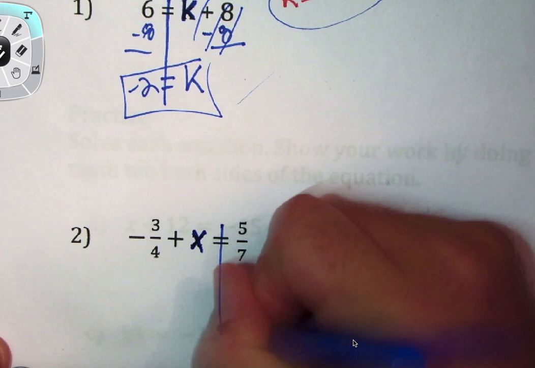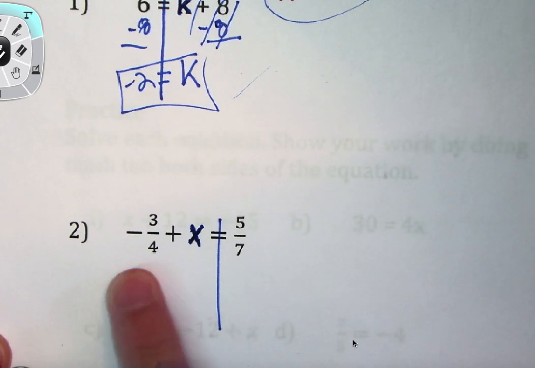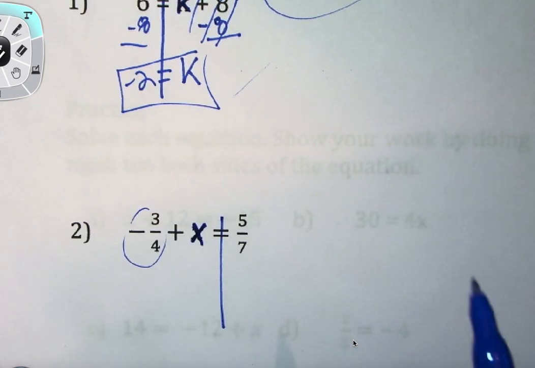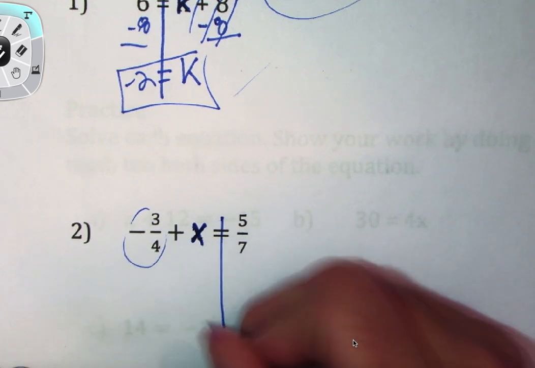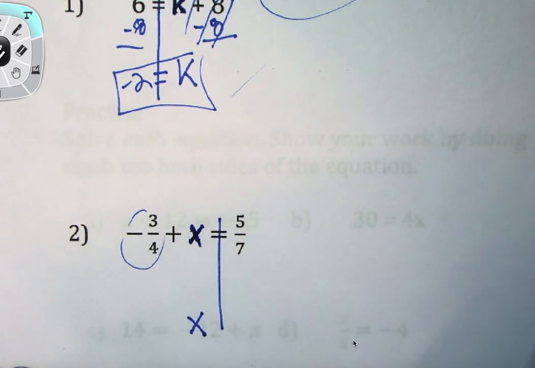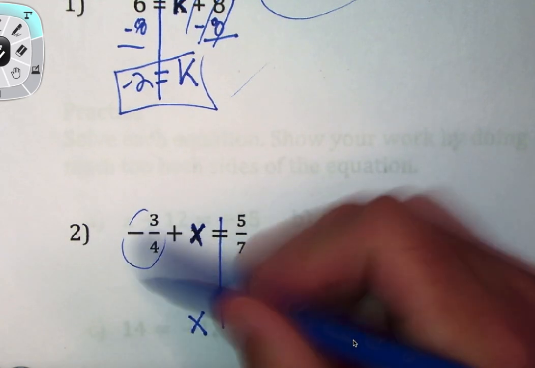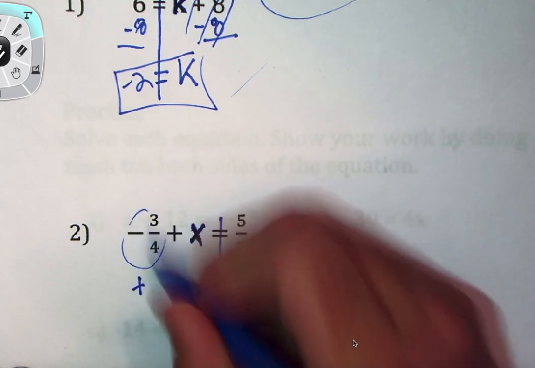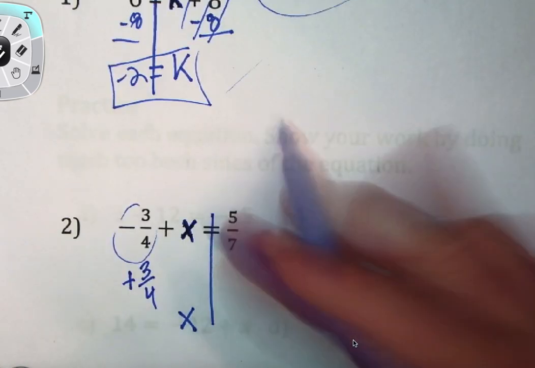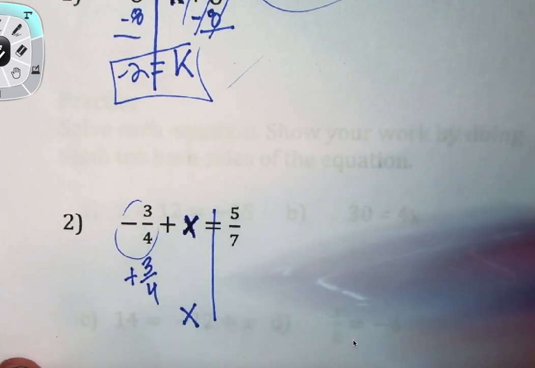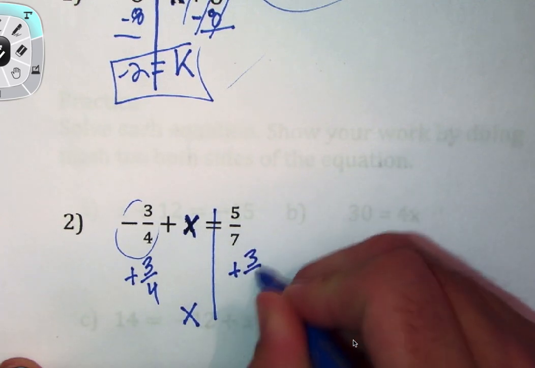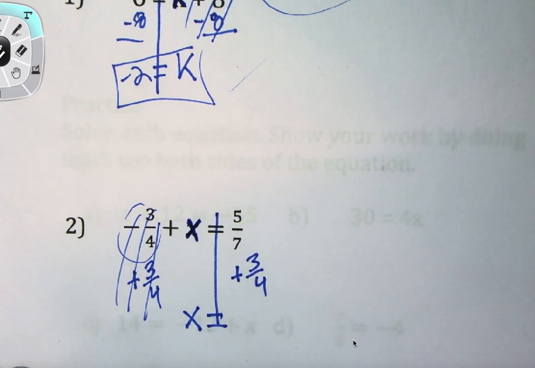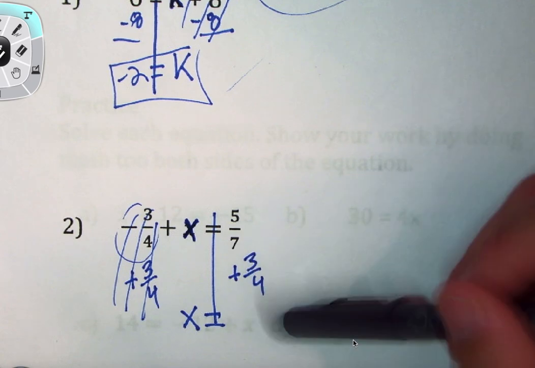Well, we have a negative 3/4 plus x. So what would I need to do to undo this negative 3/4 so we're just left with an x on this side? How would we make this cancel it out, undo it, so it becomes 0? And so someone said, well, it's negative 3/4, so we'll add 3/4. Right? Negative 3/4 plus 3/4, 0. And then we just have to add 3/4 to this side. Okay? So now, what's 5/7 plus 3/4?